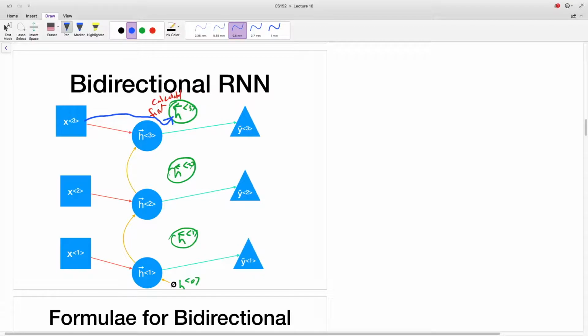We don't need y hat 3. And we need a 0 input. And then what are we going to be outputting? We have to have some combination that happens here, where we combine the two hidden states, the forward hidden state and the backward hidden state, to compute our output. And then we do the same thing here and here, combining our outputs, and we need the inputs.